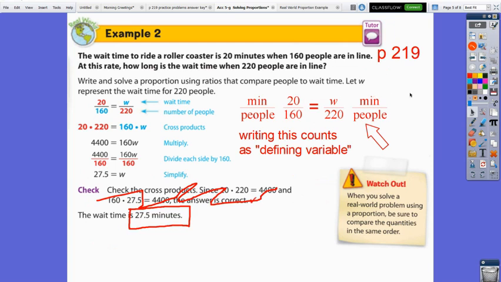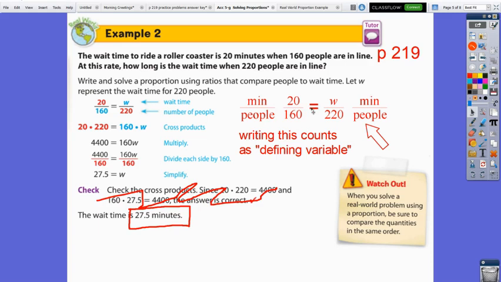The wait time for a roller coaster is 20 minutes when there's 160 people in the line. If the rate stays the same, how long will it take if there's 220 people in the line? So for real-world problems, all times that we're going to use algebraic methods for solving them, we have to define a variable to represent the unknown quantity. In this case, the unknown quantity is the wait time. They use W here. If you were going to write the equation, you'd say W equals the wait time in minutes.